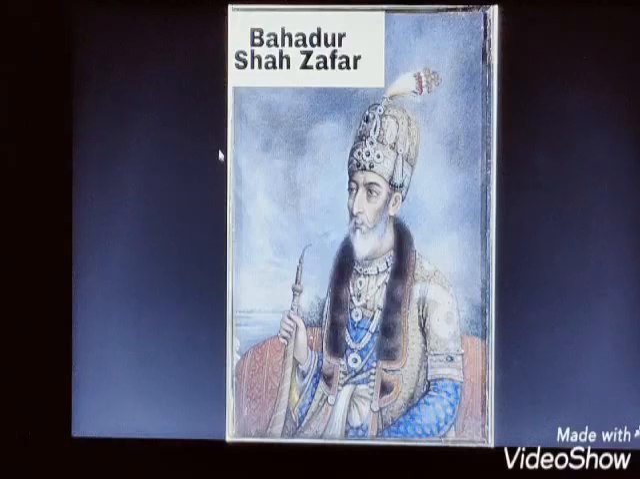Now we will study about Mirza Ghalib. Ghalib, born as Mirza Asadullah Beg Khan on 27th December 1797, died on 15th February 1869, was a prominent Urdu and Persian poet, and he was born in Agra.